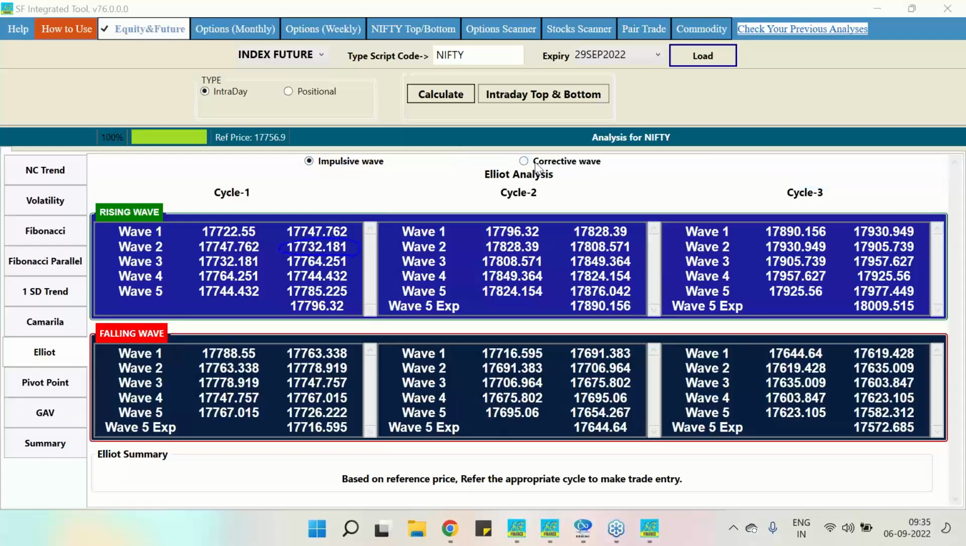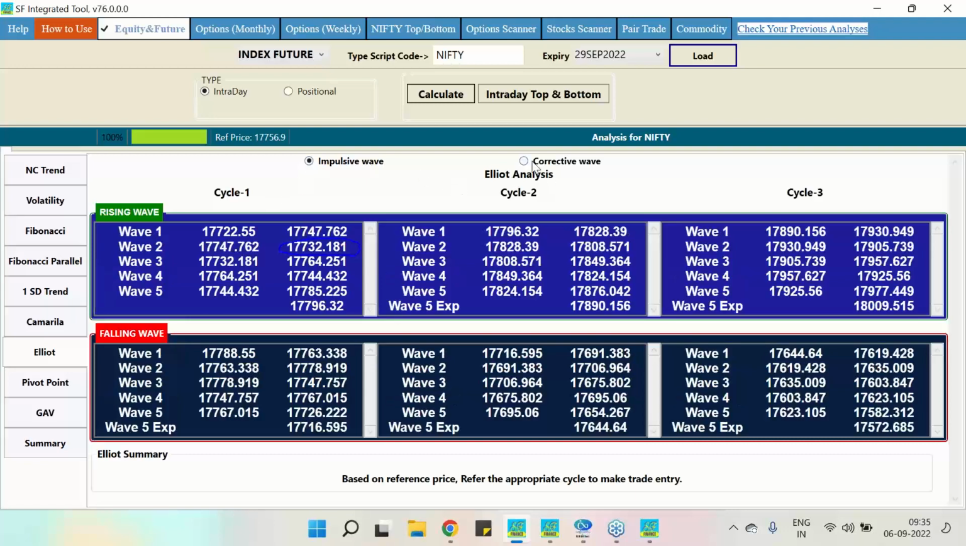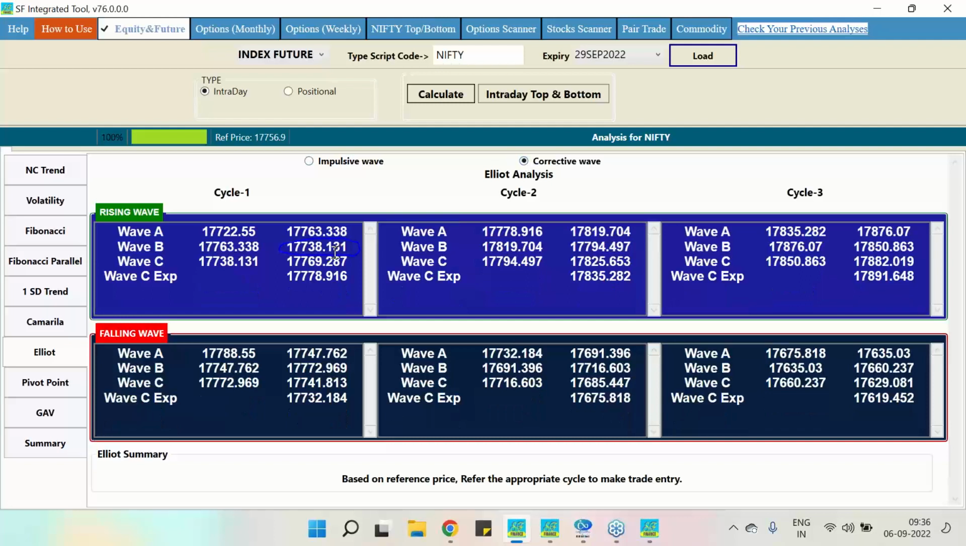Any moment you find that the corrective wave pattern also has, say, 17,738, so after touching this 17,738, impulsive and corrective have one common point. Have a look here. 17,732, 17,738, hardly a 5-6 point difference. So till this point, it is not known whether it is in an impulsive pattern or in a corrective pattern.